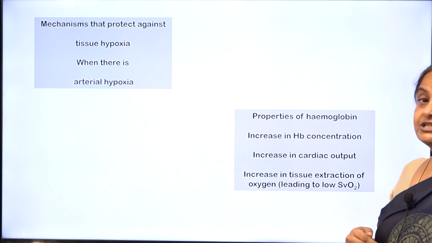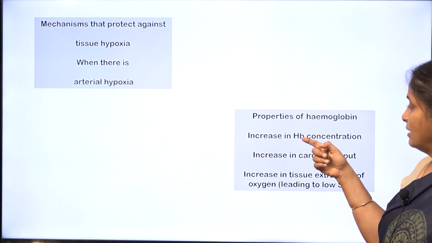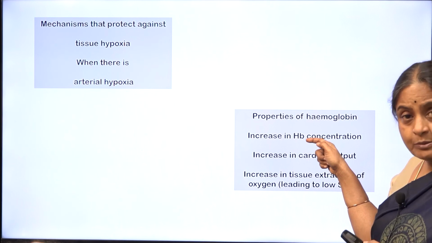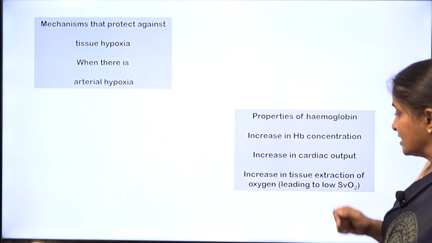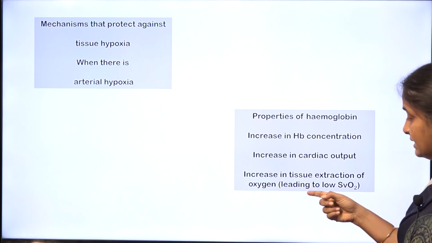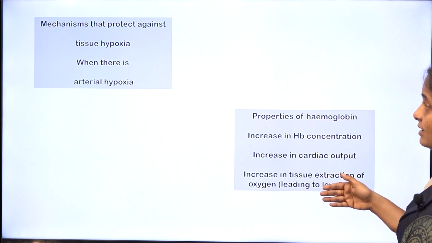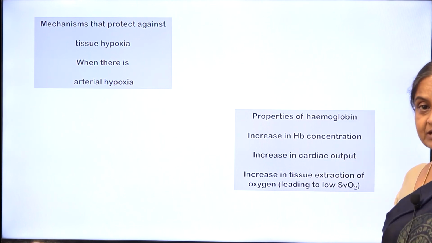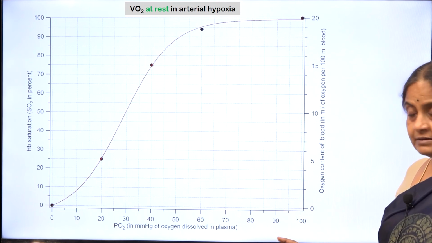We saw that properties of hemoglobin itself offers a considerable degree of protection. In addition, there can be polycythemia and an increase in hemoglobin concentration when there is arterial hypoxia. There can be an increase in cardiac output, and there can be an increase in tissue extraction of oxygen, leading to a low venous oxygen saturation. These are the mechanisms that protect against tissue hypoxia in arterial hypoxia. We've considered that in the previous session. We'll take a look at it again.